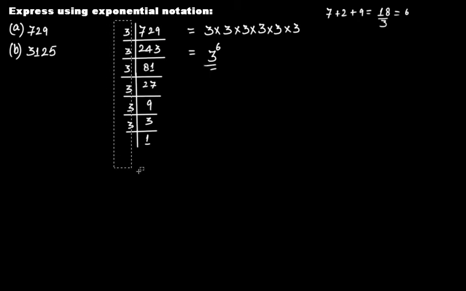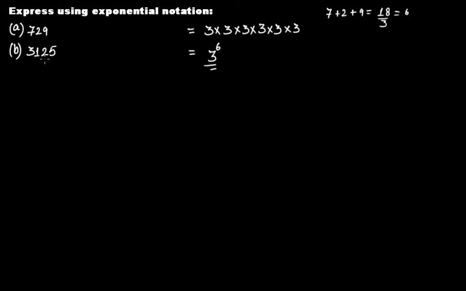Now the next one is 3125. Clearly the last digit is 5, so it cannot be divided by 2. Now check for 3, the next prime number. Add up all the digits: 3 plus 1 is 4, plus 2 is 6, plus 5 is 11. Clearly 11 is not divisible by 3, therefore this number is not divisible by 3. The next prime number is 5. Yes, clearly this number will be divisible by 5 because it contains 5 as the last digit.